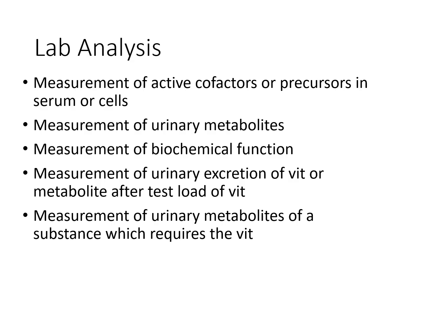We can also do measurement of urinary metabolites of a substance which requires the vitamin. So some vitamins are essential cofactors for metabolizing specific substances. Measuring the metabolites of these substances can indirectly assess vitamin function. So for an example, measuring urinary formiminoglutamic acid, which accumulates in folate deficiency.